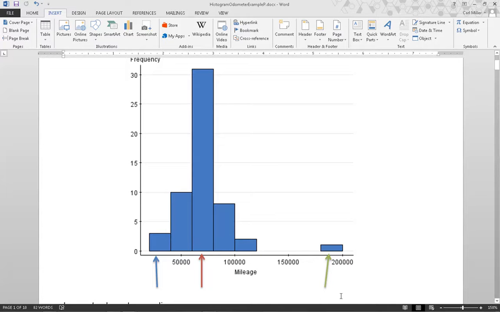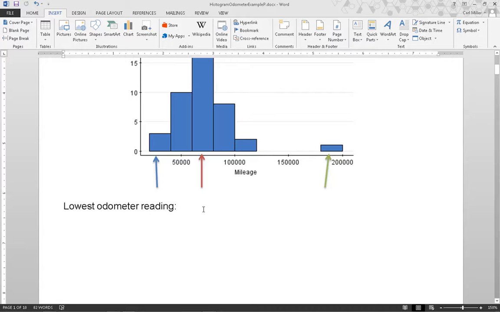Since the largest value is separated from the other mileages, it is considered unusually large, or it's called an outlier. As far as the shape, the data is roughly symmetric if you ignore the outlier. So it can be called approximately symmetric with a large outlier.